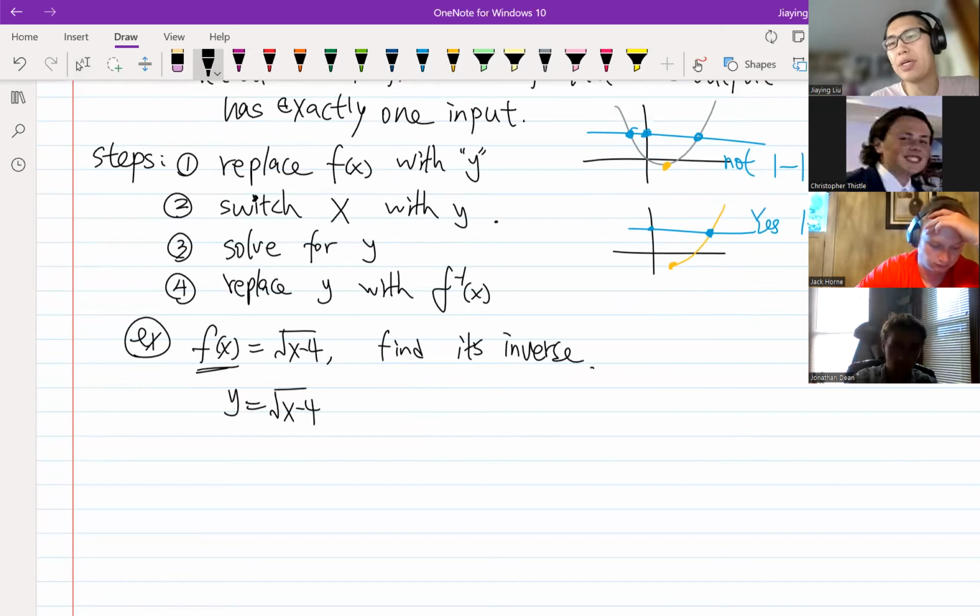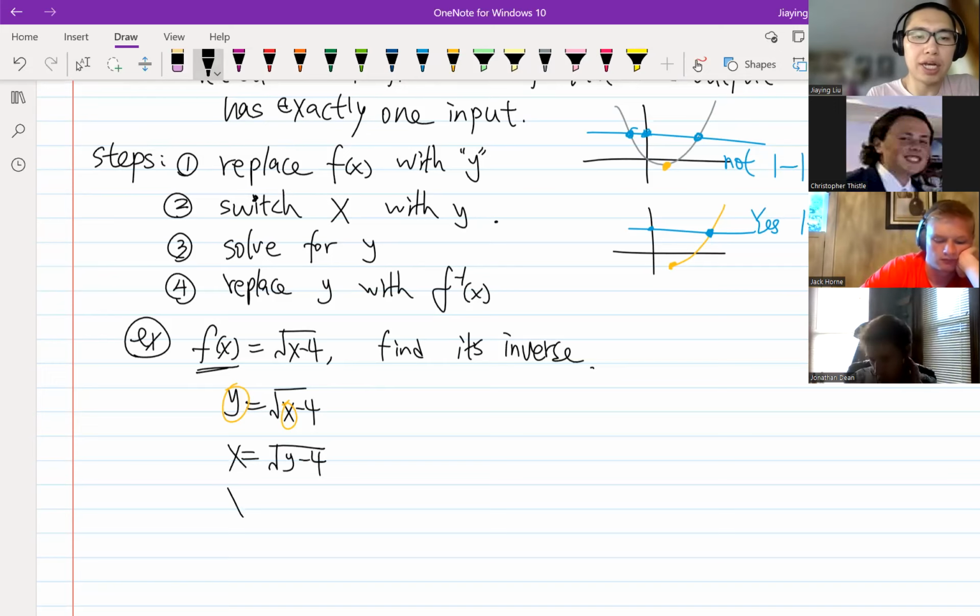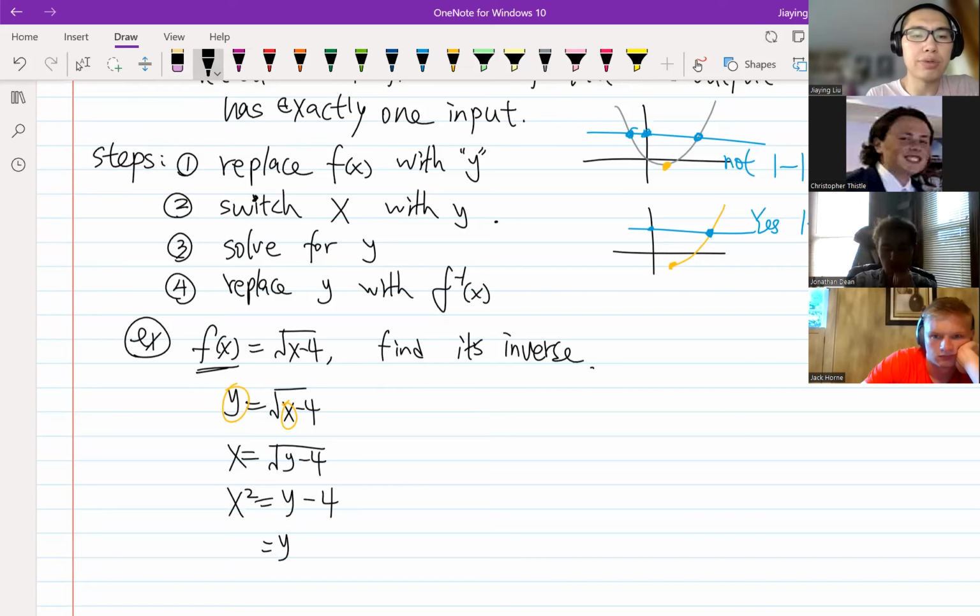That's the first step. The second step is we're literally going to take the x and this y and switch their positions. So we get x equals the square root of y minus 4. Now y is actually inside the function. It's not on the outside. So we need to solve for y. To solve for y, we're going to square both sides. So we square x to get x squared, and we square the right-hand side to get y minus 4. And then don't forget, we add 4 to both sides. So we get y equals x squared plus 4.